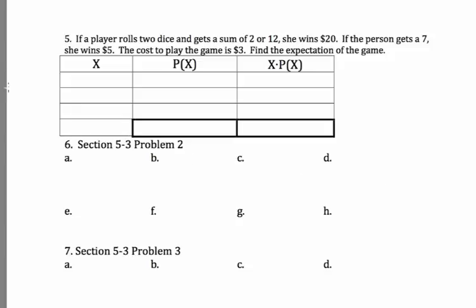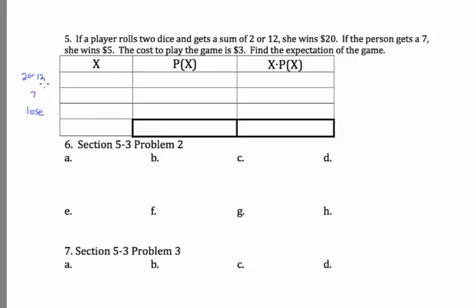Let's think carefully about our x here. We want to know the value of that x. So there's a couple things that can happen. You could get a 2 or a 12. You could get a 7, or you could lose. The x is going to be your net gain on this.